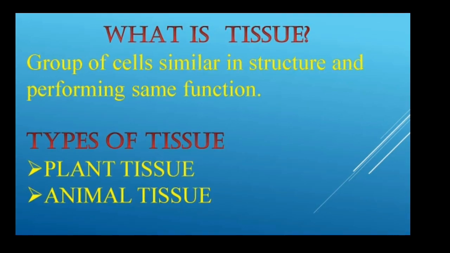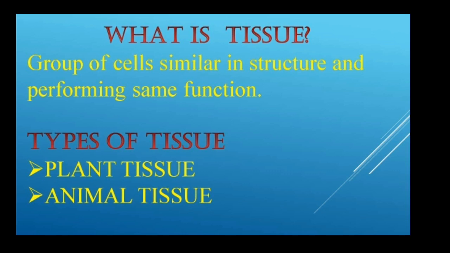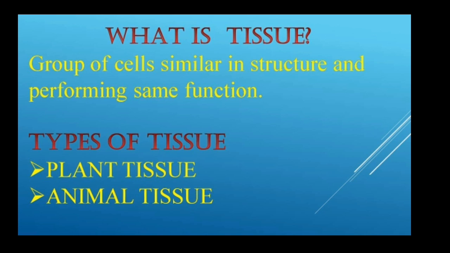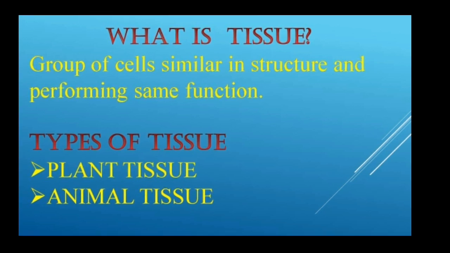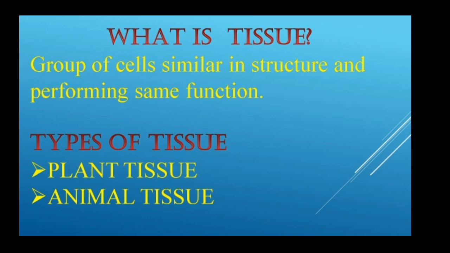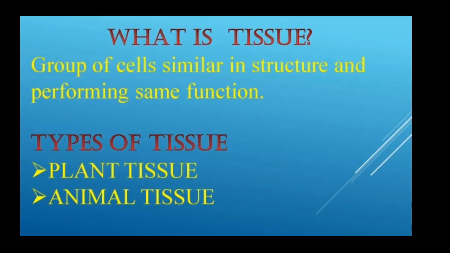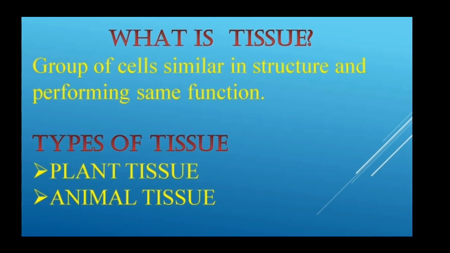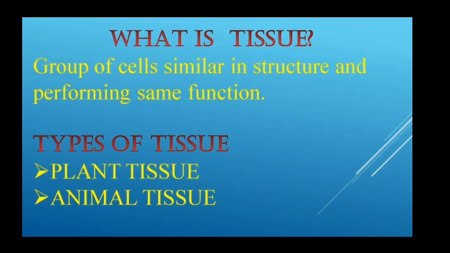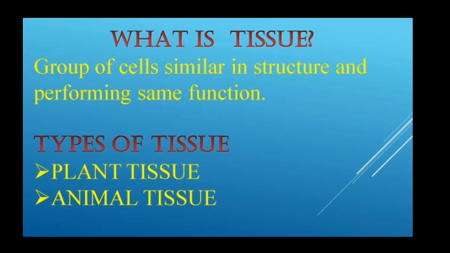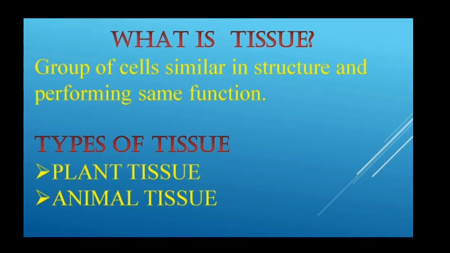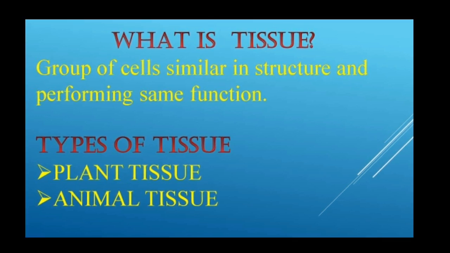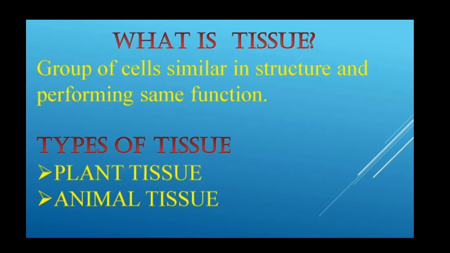So what is tissue? Tissue is a group of cells similar in structure and performing the same function. That means these are a group of similar types of cells, the same types of cells. They are making a cluster and they are performing a single or a particular type of function which is very much needed for our multicellular organisms or for our day-to-day life.